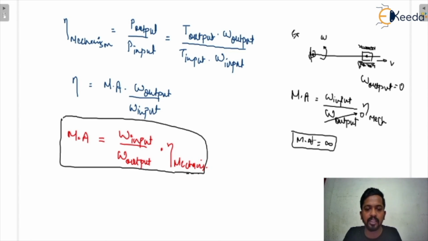If the efficiency of the mechanism is given in the question, then you can calculate with it. If the efficiency is not given, use whatever is given. I already told you the mechanical advantage relations in three forms: first in the form of torque, second in the form of force, and third in relation with the mechanism efficiency. So according to the input that is given in the question, you can use the appropriate formula to find out the mechanical advantage.